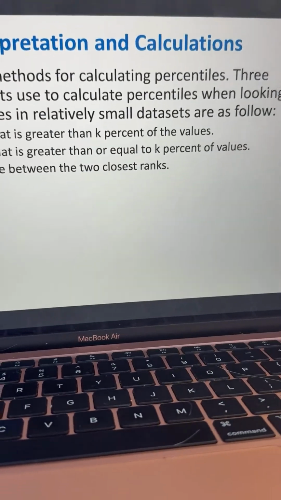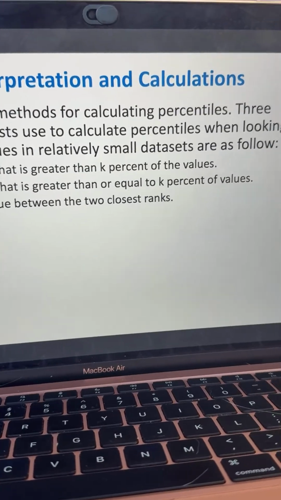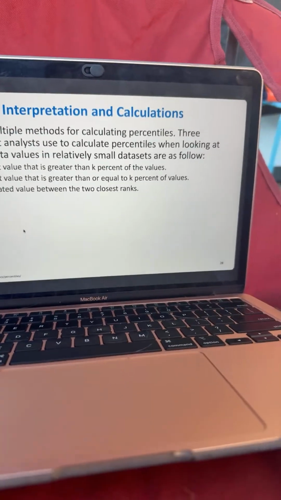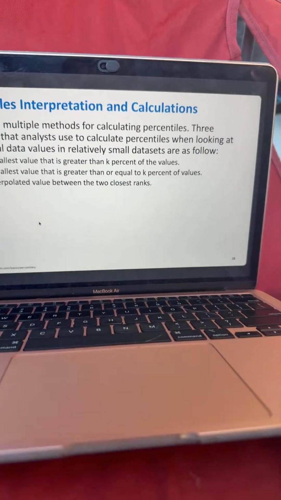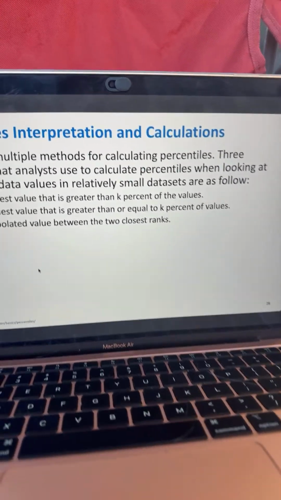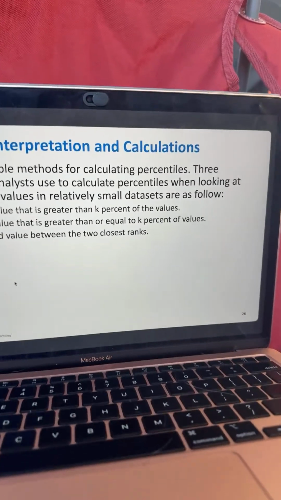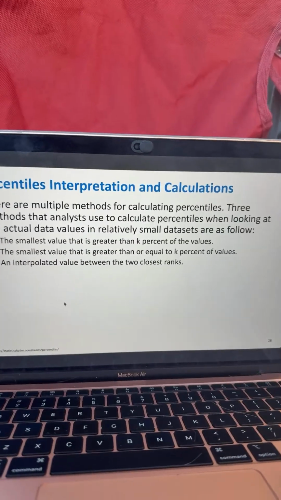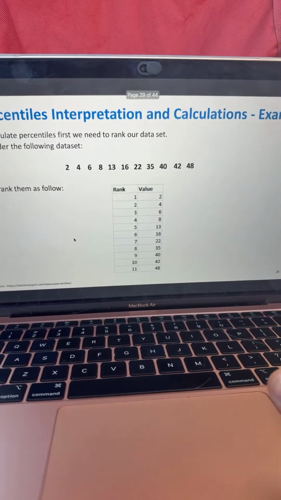So let's see. There are multiple methods for calculating percentiles. Three methods that analysts use to calculate percentiles when looking at the actual data values in relatively small data sets are as follows: the smallest value that is greater than k% of the values, the smallest value that is greater than or equal to k%, and the interpolated value between the two closest ranks. I did not understand any of that, but let's see if they explain it.